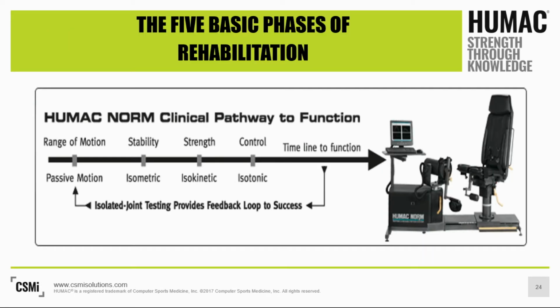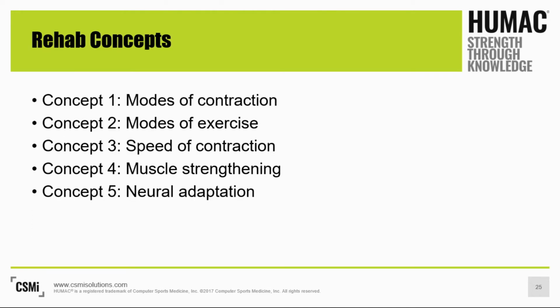Here's a slide that you're going to see throughout the course, and it highlights the basic roadmap of the course, but also a generic plan of care. For each major phase of the rehab, there's an application that can be used with the machine for your patient to address those weaklings and get them on to the next phase and back to function. To understand why we perform certain isokinetic tests or interventions, we first have to understand these 5 rehab concepts. Those are the modes of contraction, modes of exercise, speed of contraction, muscle strengthening, and neural adaptation.